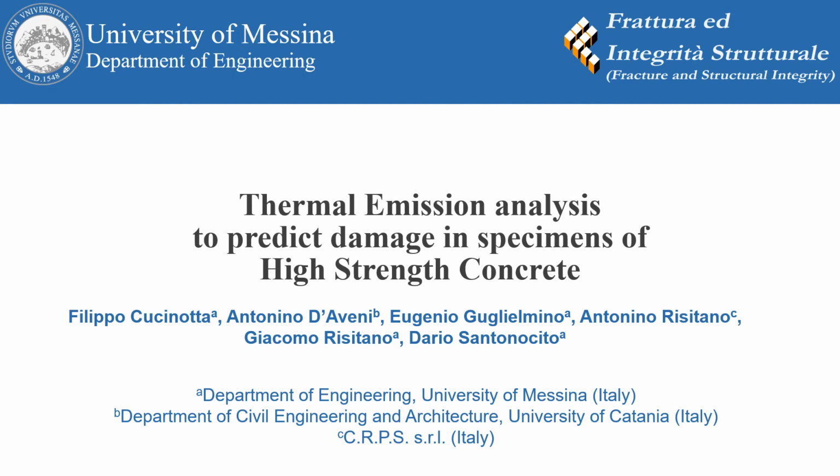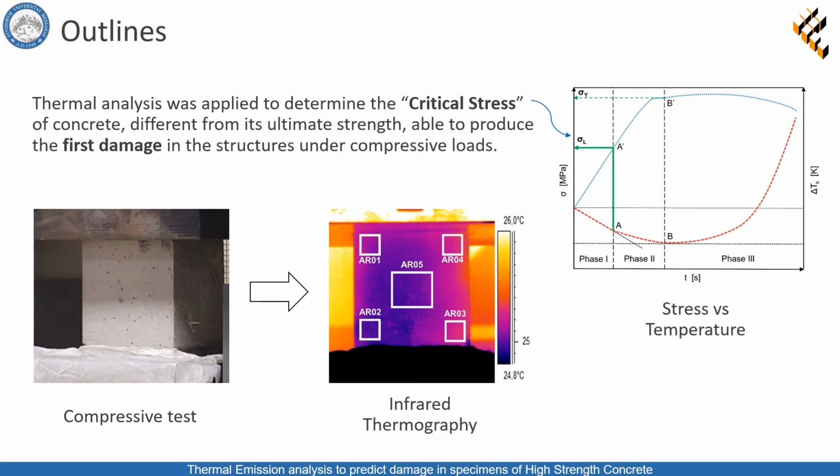Thermal emission analysis to predict damage in specimens of high-strength concrete. In this paper, thermal analysis was applied to determine the critical stress of concrete, different from its ultimate strength, able to produce the first damage in their structures under compressive loads. The critical stress can be thought of as the stress able to produce the beginning of fatigue rupture within the material.